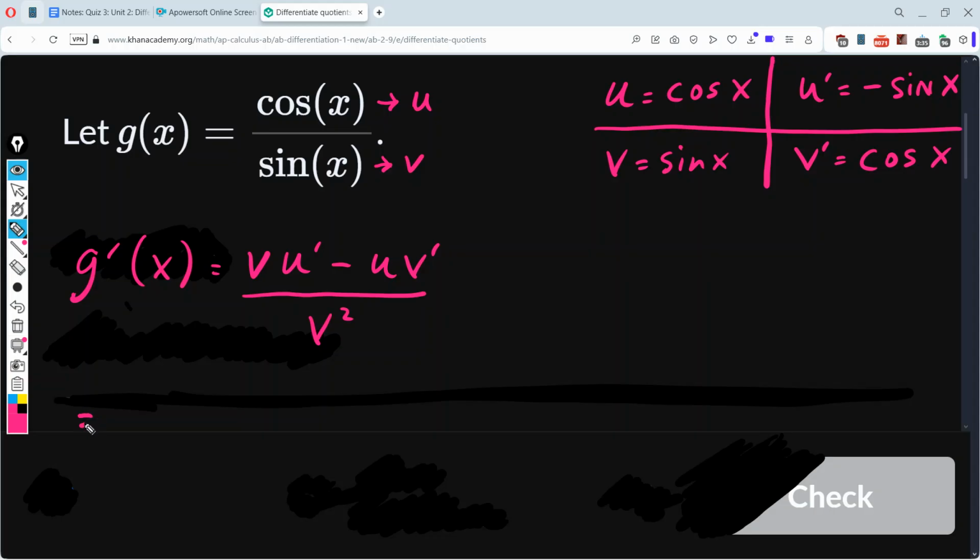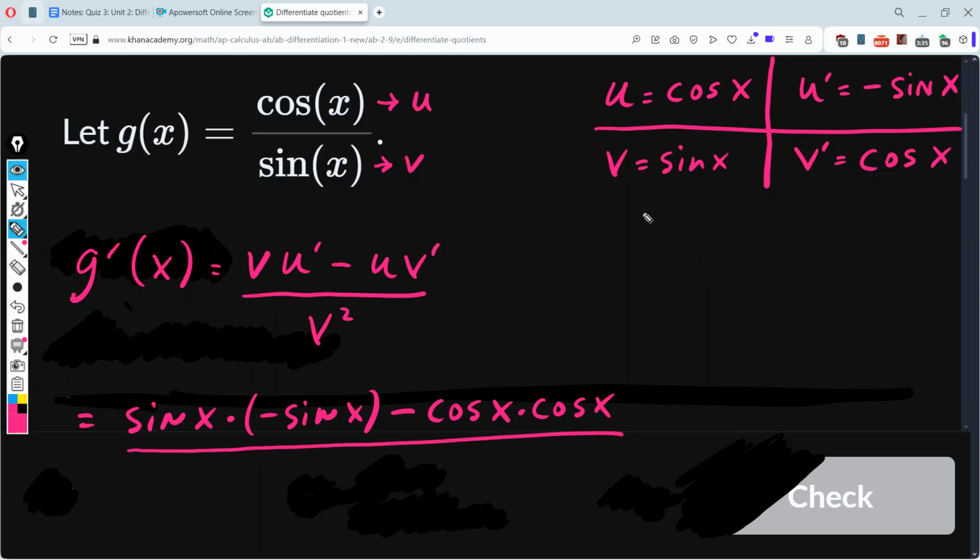All right, so let's work this out here. V is going to be the sine of x. U prime is going to be the negative sine of x. Minus sine, u is going to be the cosine of x. V prime is going to be the cosine of x. And that is all divided by v squared, which is going to be sine squared of x.